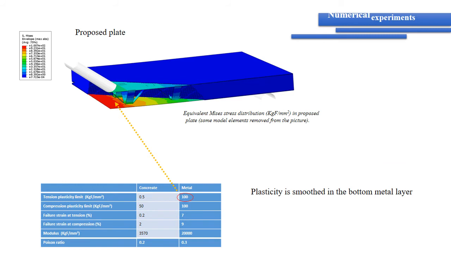This is the view of the modeling of the proposed plate. We can see it is 1/4 of this plate because of symmetry. We can see that we have smoothed plasticity over the bottom layer of our reinforcements.